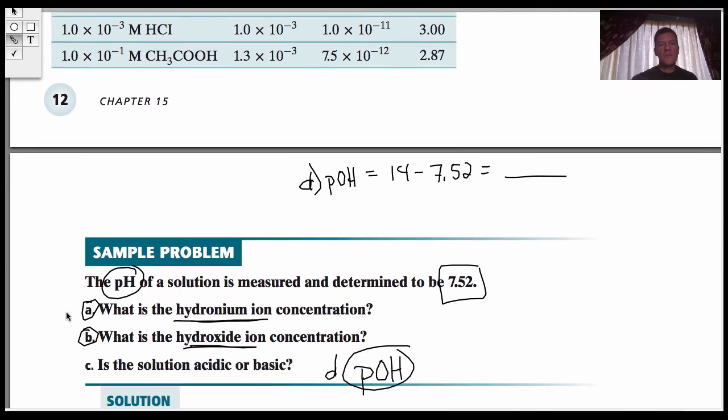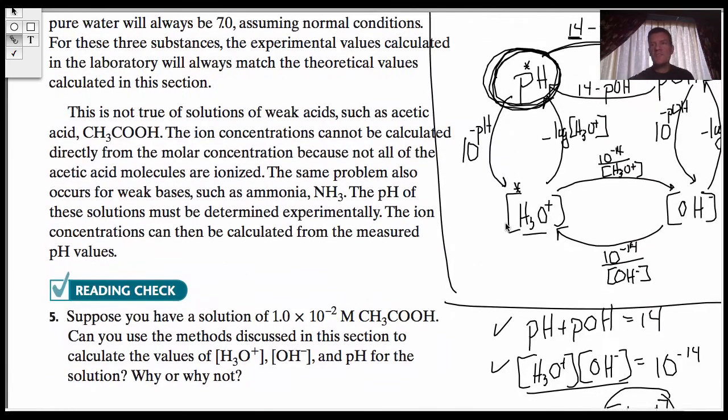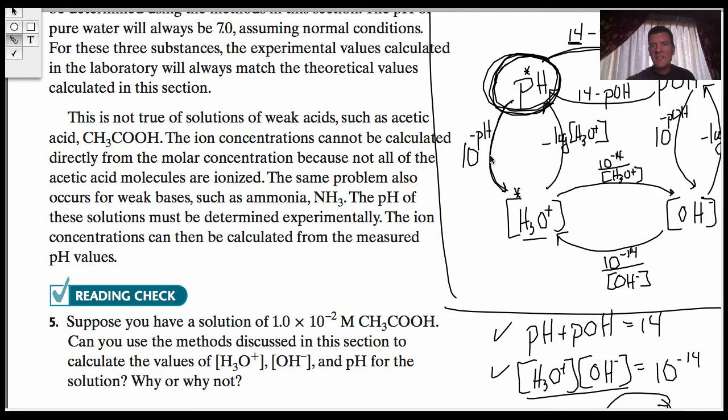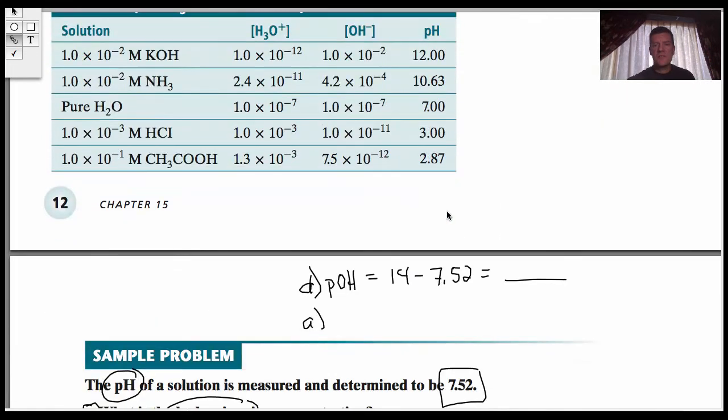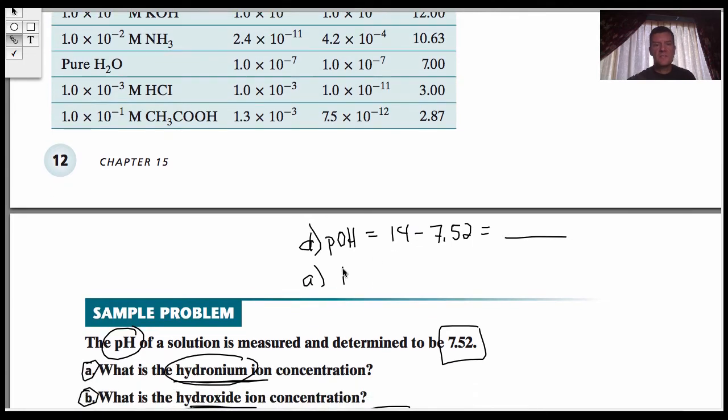Now, I want to find the hydronium ion concentration. So let's do A. Knowing pH, I have to take 10 to the negative pH. You have to take out your calculator, enter 10 and then raise it to the negative pH, and that value is going to be your concentration of hydronium ions.